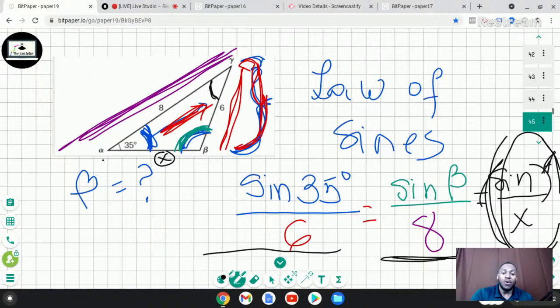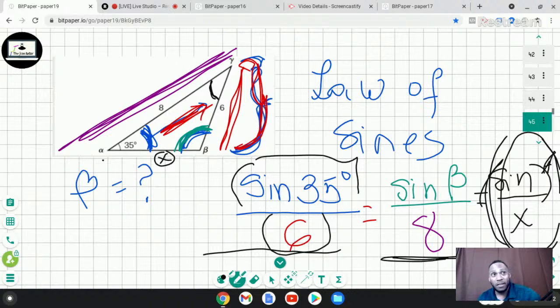those three values. We can find sine of 35 in the calculator. We have this one, the side that is directly opposite to the angle that's 35 degrees, which is 6. We also have the 8, which is the side that is directly opposite to the angle beta. So now all we have left to do is plug in those numbers.